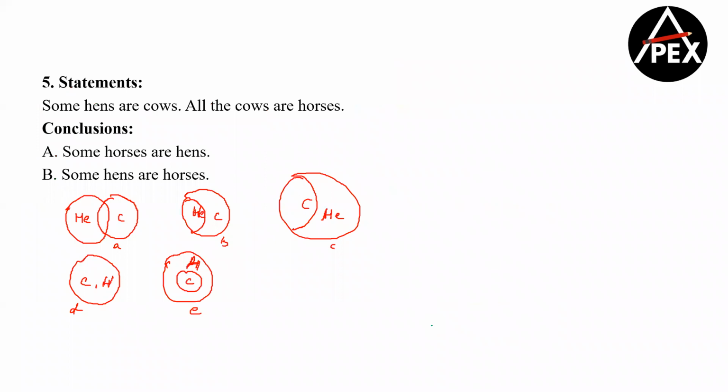Now, when would this be different? Had it been all hens are cows and some cows are horses, then this case would not be true. Okay. But for now, both of these cases are true. Are you getting it? Guys? Are all of you able to understand these type of questions? Yes? Okay. All right. So that's all for today.